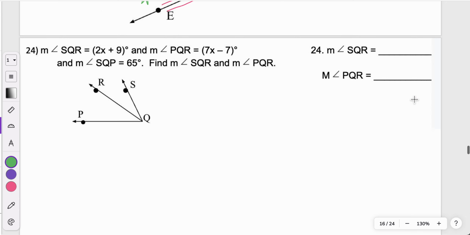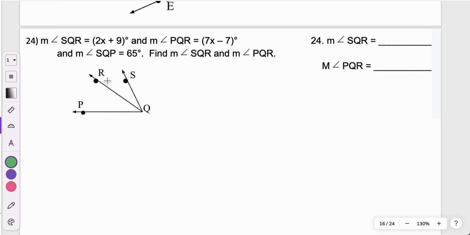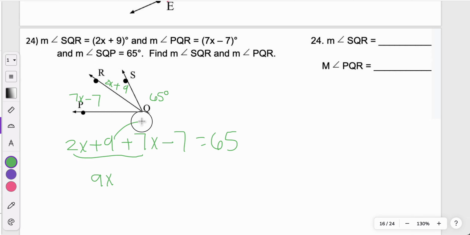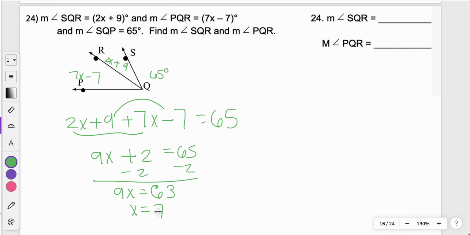Okay. Not our last question, next to last question. It says the measurement of SQR is 2x plus 9, and PQR is 7x minus 7. The entire thing, SQP, is equal to 65 degrees. Find SQR and PQR. So I'm going to just say 2x plus 9 plus the 7x minus 7 gives me 65 degrees. Combining like terms, I've got 9x plus 2 is equal to 65. Subtracting 2 from both sides, I get 9x equals 63. So x is equal to 7.